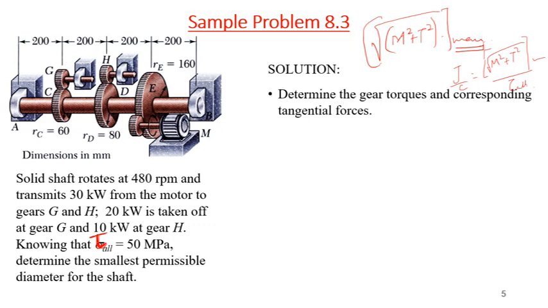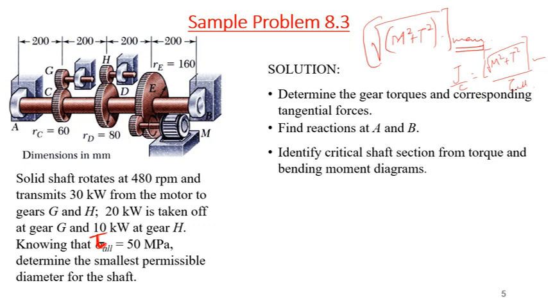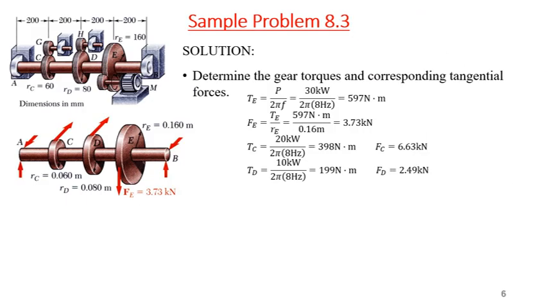First, we will determine the gear torques and corresponding tangential forces, and find the reactions at A and B because we are considering the shaft as a beam. Then we will find the critical shaft section from the torque and bending moment diagrams, and then calculate the minimum allowable shaft size. Now first we will find the torque at different locations, C, D and E, and also the forces, because we have to calculate the transverse load as well as the torque on shaft AB.